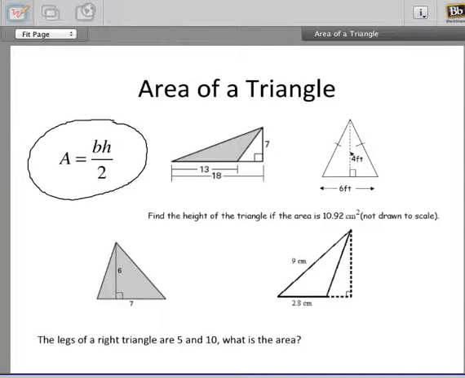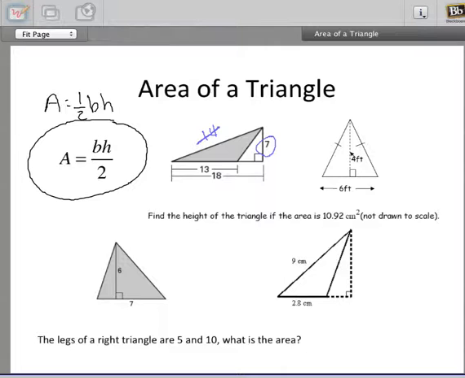Base times height divided by 2, or some people prefer this formula, 1/2 base times height, but it's the same thing. What you want to make sure of is that when you're using the base and the height of your triangle, you identify the base and the height as always the two perpendicular pieces. So like the height is 7, and the perpendicular piece is going to be down here at the bottom. If there was a number up here, like let's say this is 14, then you would not choose that one because it's not perpendicular to the height. So base and height are always perpendicular.